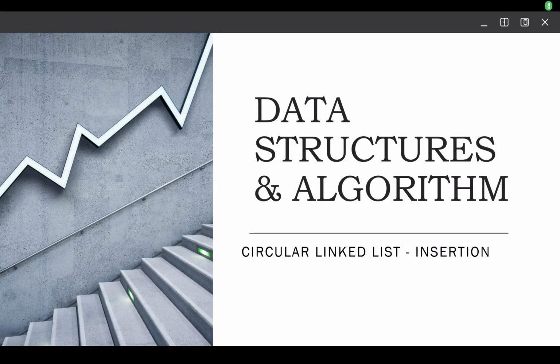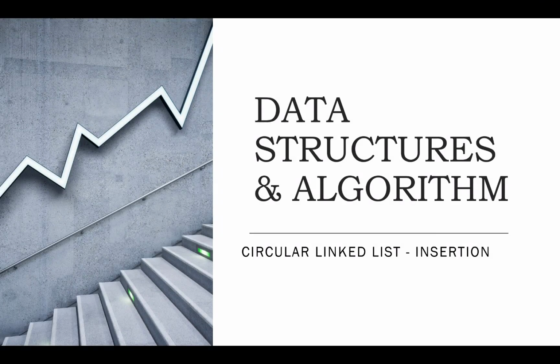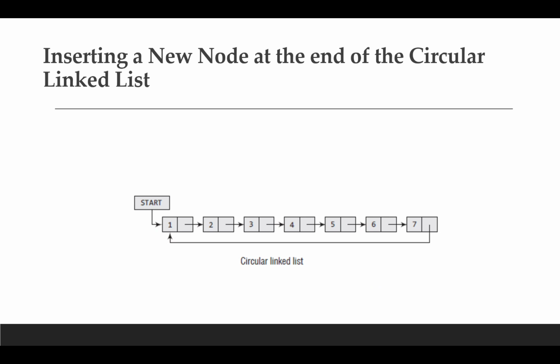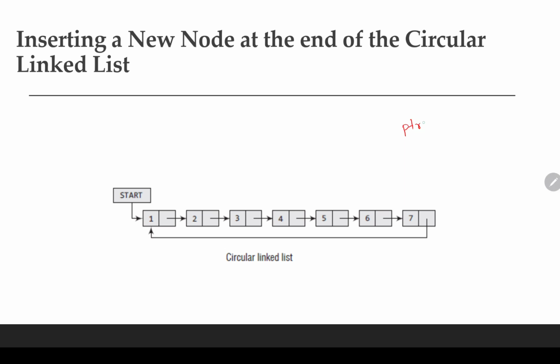So, circular linked list insertion. In the last video we saw inserting the new node at the beginning, and here we are going to do the insertion at the end of the circular linked list. Here we have to check one condition: PTR next is not equal to start. So we have to check this condition.